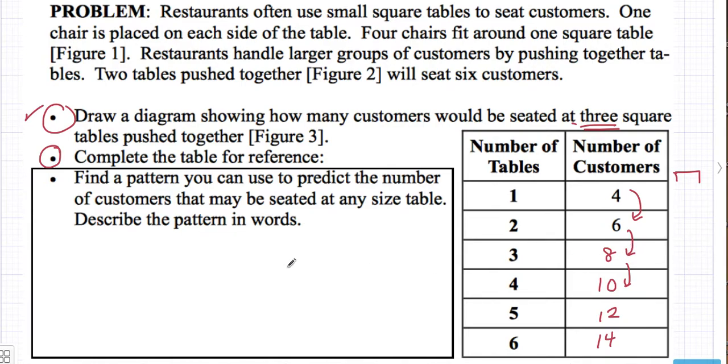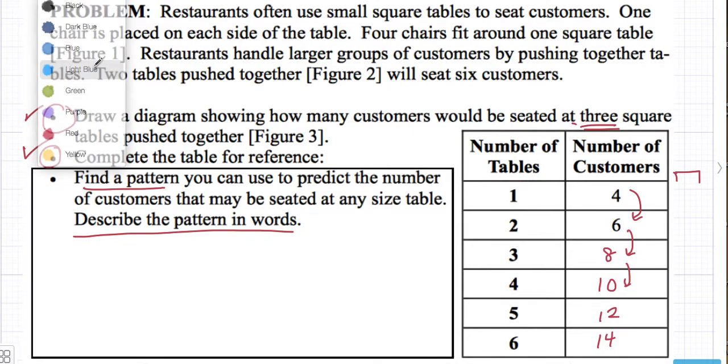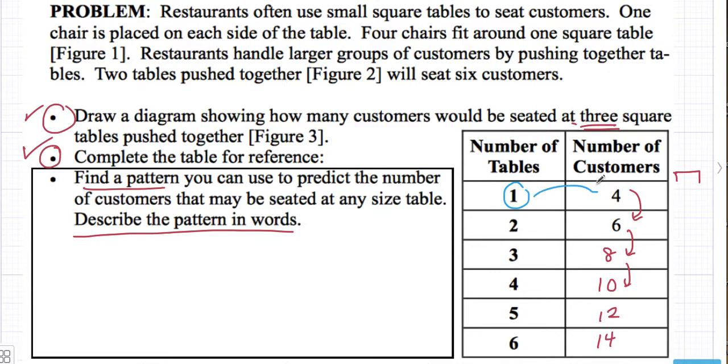So what it says here for the next, so that's done, it says find a pattern you can use to predict the number of customers that may be seated at any size table. Describe the pattern in words. So what we want to look for here is a relationship between this number and the number on the right. So the idea there is for you to look for a rule.